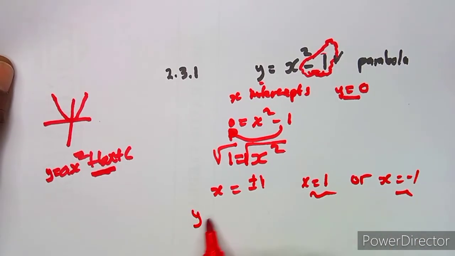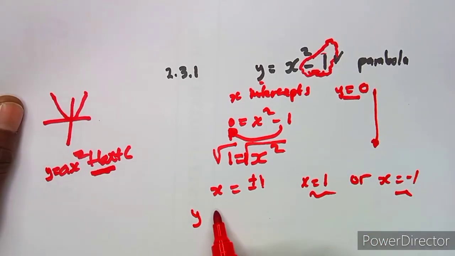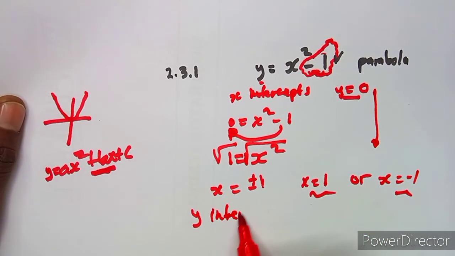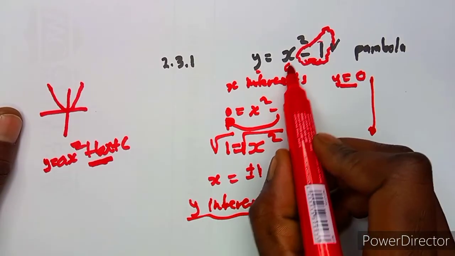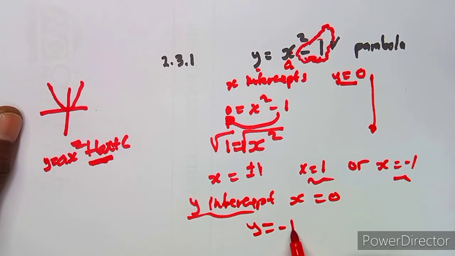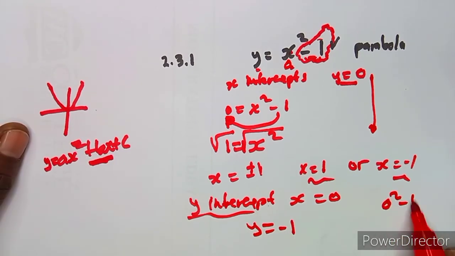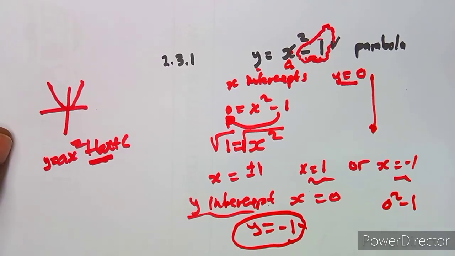We need the y-intercept. Now the y-intercept will be on a condition where x is equal to 0. So where x is equal to 0 here, you're going to have 0 squared minus 1. Your y is going to be -1 from your calculator. 0 squared minus 1, that's -1. So our y-intercept is in the negative.